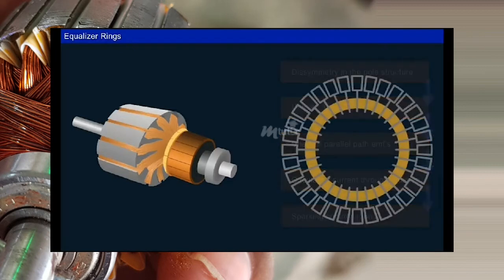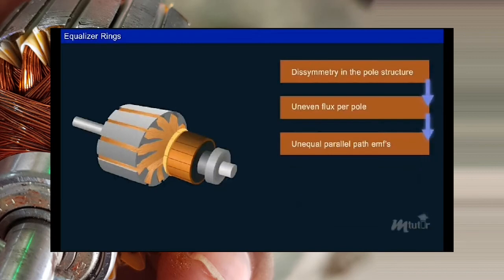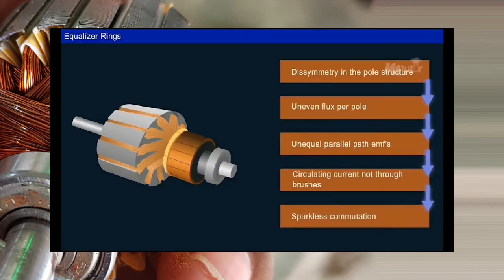Hence, equalizer rings are used to avoid such overheating and sparking. Equalizer rings route the circulating current to the coil itself and help in producing equal EMF in the parallel paths, thus resulting in sparkless commutation.